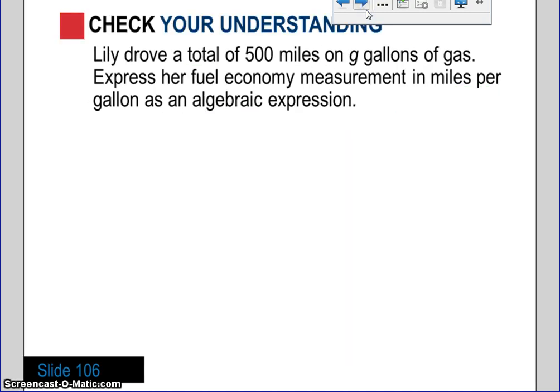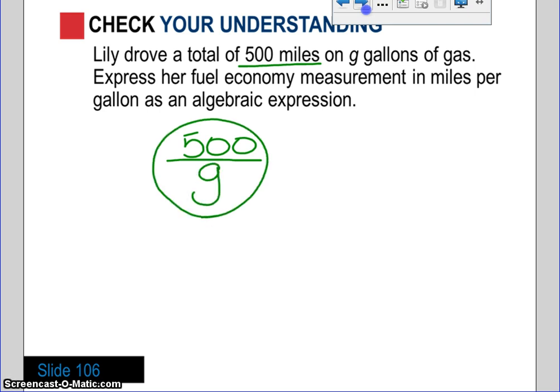Please press pause, solve this, come back when you're ready. All right, let's take a look at this. It says that Lily drove a total of 500 miles on G gallons of gas. Express the fuel economy measurement in miles per gallon as an algebraic expression. So I'm simply going to take my total miles and divide it by my gallons.